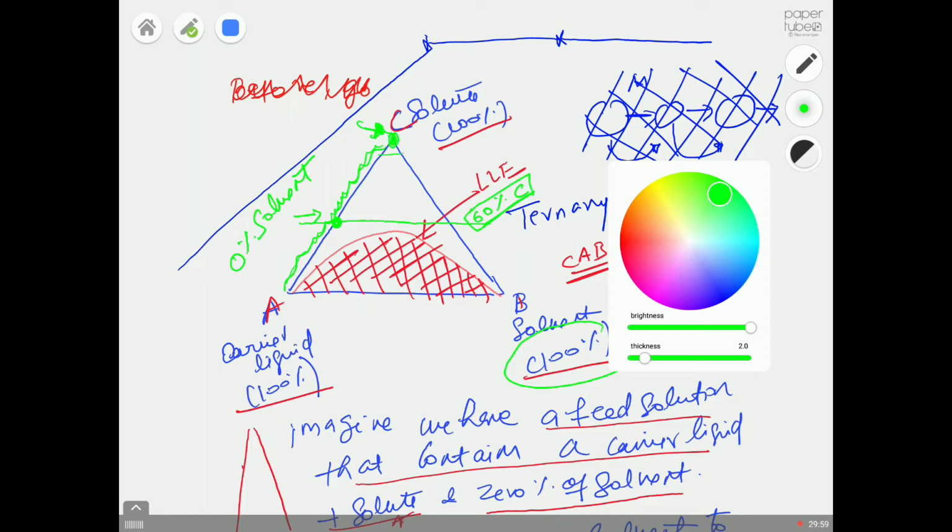So I hope you all are following this one. If I ask you to locate the feed point, it will be exactly here. Your F point will be here. This point corresponds to 60% solute, 0% solvent, and obviously the remaining will be 40% of carrier liquid. If you draw this line here, that will automatically equal 40% carrier liquid. So what we saw now is how to locate the feed point, which is F here.